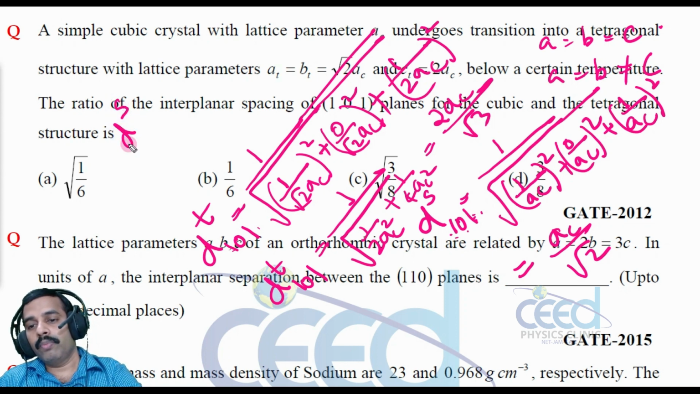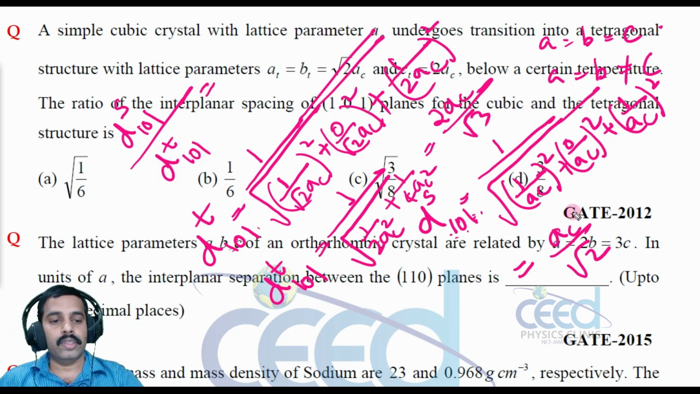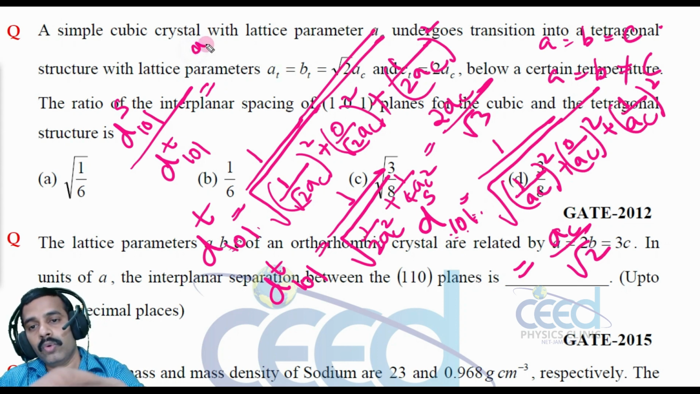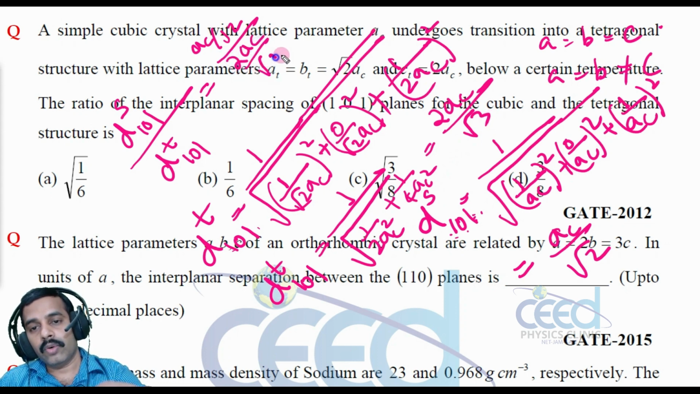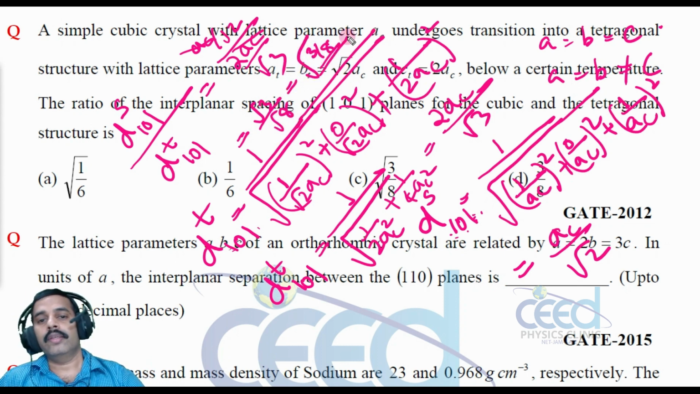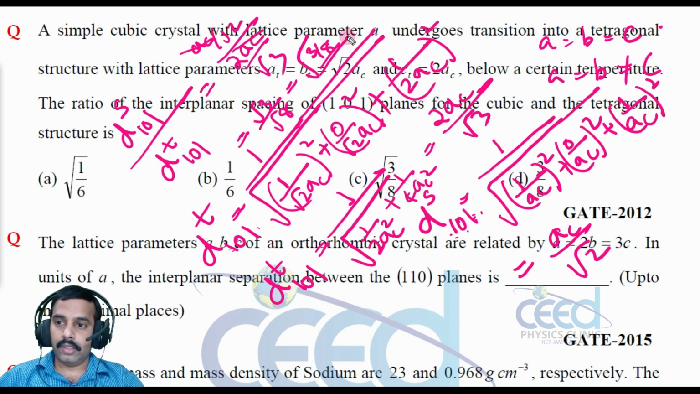Now the question is the ratio, that is the simple cubic 101 divided by the tetragonal 101 plane interplanar spacing ratio. This we have got as AC by root 2, and this we have seen is 2 AC by root 3. Then AC we can cancel, and what is remaining? Root 3 divided by 2 root 2. 2 root 2 is root 8. So that is equal to root 3 by 8. So which is the option? Option C is correct, right? Alright.